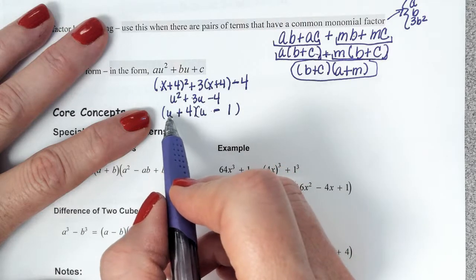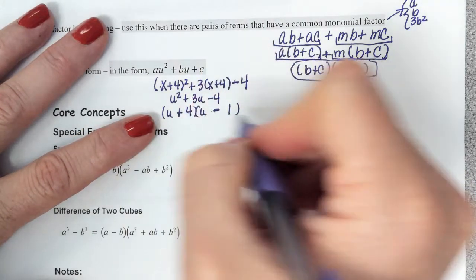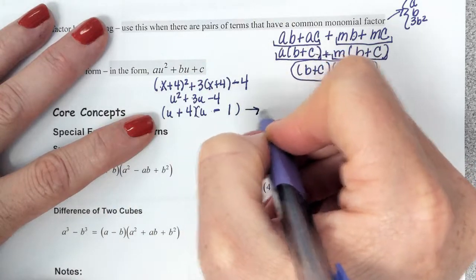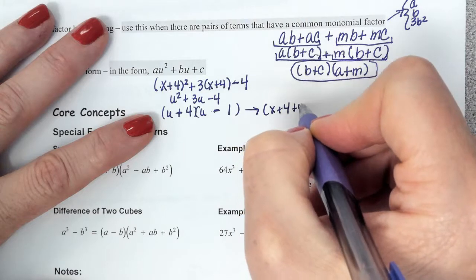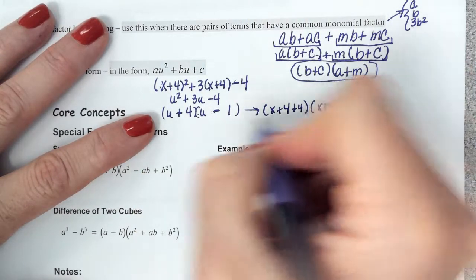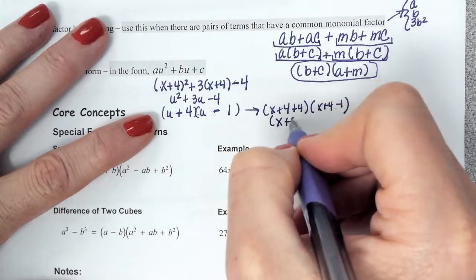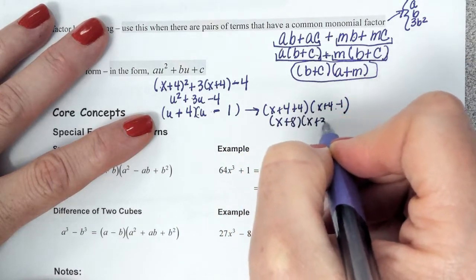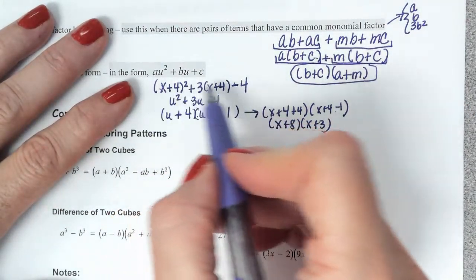So I have to change my u now. I have to change my u into x plus 4. So this would now turn into x plus 4 plus 4, times x plus 4 minus 1. So really this would factor down into x plus 8 times x plus 3. That's how this whole thing would have factored out.